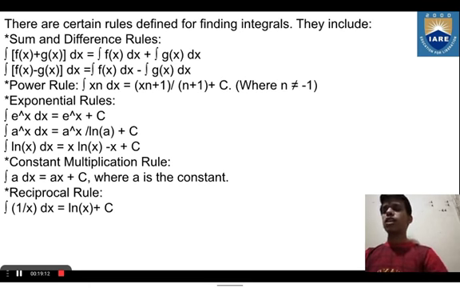Next comes the exponential rule. Integration of e power x is e power x. Whereas if we are finding the integration of a power x, then we'll get a power x by log a plus c as usual. Integration of log x will give you x log x minus x plus c. Next, the constant multiplication rule. Integration of a dx, if it is a constant, we can take it outside of the integration, that is, a times the integration of dx will give you ax plus c. Reciprocal rule: integration of 1 by x will give you log x plus c.